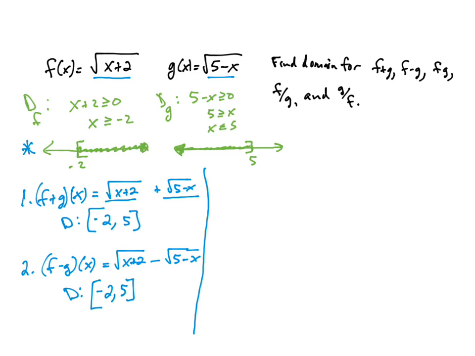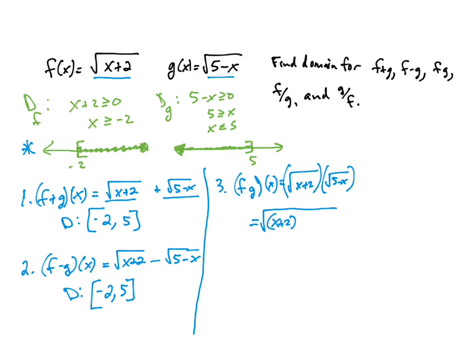And then the third one, f times g of x. Well, this is going to be square root x plus 2 times square root 5 minus x. I forgot the square root. Square root 5 minus x. Now when we have two radicals that we are multiplying, if the radicands are different, we can still multiply. So we could write this as x plus 2 times 5 minus x, all under the square root.